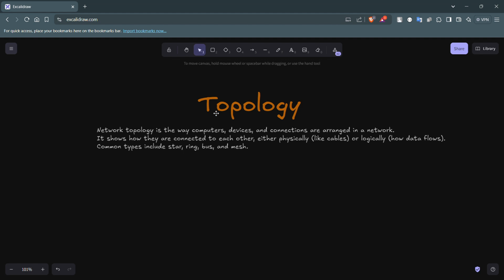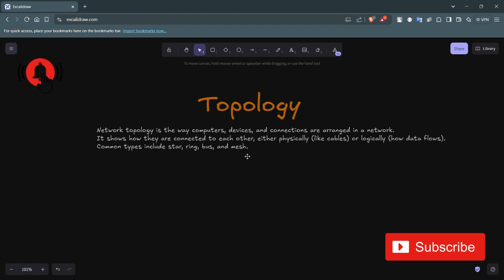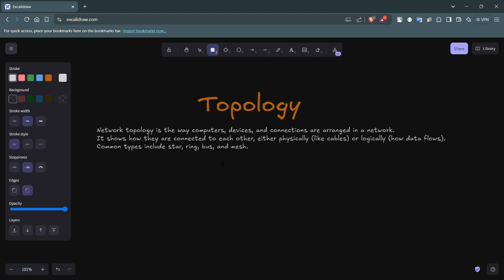Okay, so what is topology? Network topology is the way computers, devices, and connections are arranged in a network. It shows how they are connected to each other, either physically, like cables, or logically. Common types of topology include star topology, ring topology, bus, and mesh topology. Okay, there are also hybrid topology and tree topology. So let's see how this works, because it's a definition. If we talk about it generally, and if you couldn't understand what topology is, I'm going to tell you.